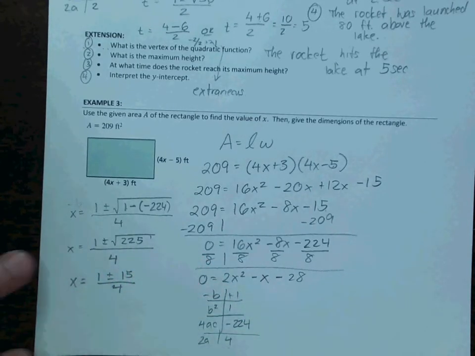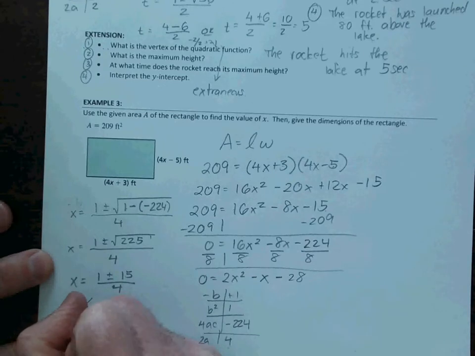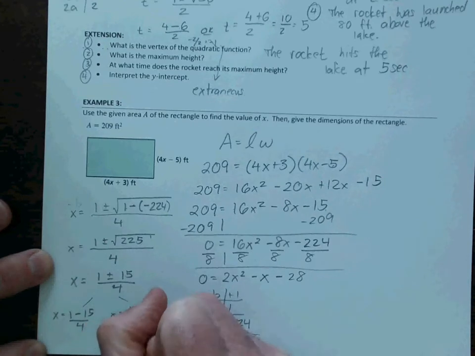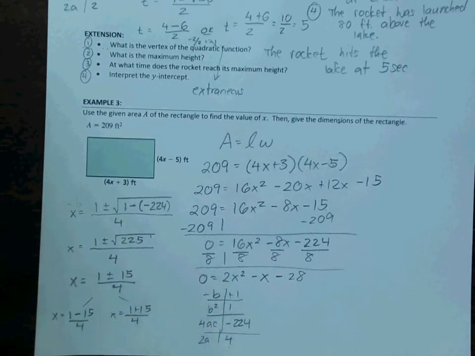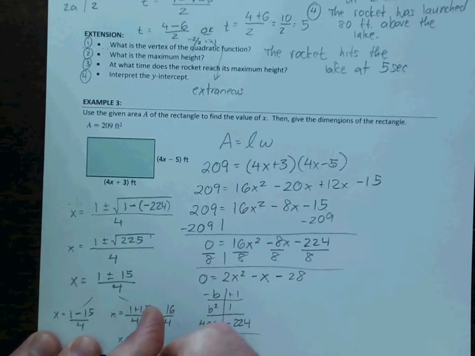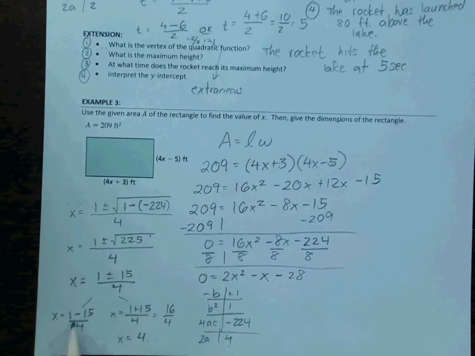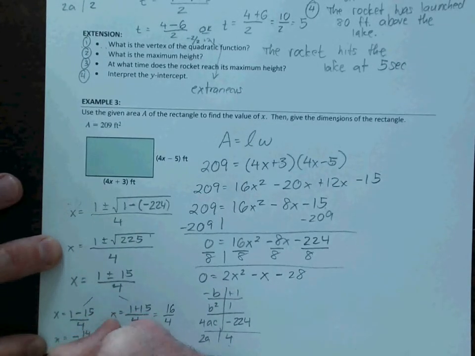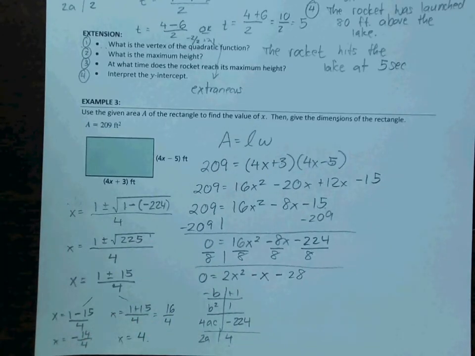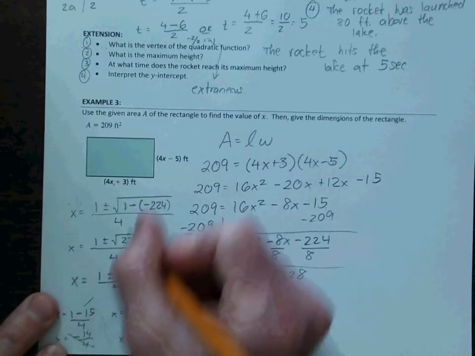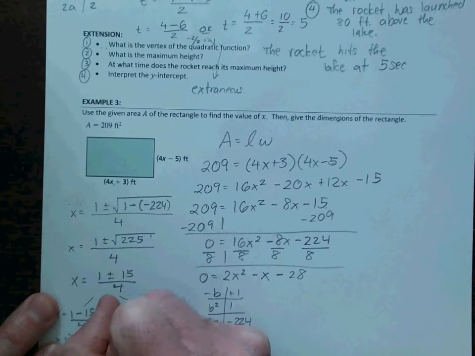So we're going to consider two cases. x is equal to 1 minus 15 all over 4, or x is equal to 1 plus 15 all over 4. This is equal to 16 over 4, which gives me x is equal to 4. Now, 1 minus 15 over 4 gives us x is equal to negative 14 over 4. And I don't even care anymore because this has a geometric interpretation. You're not going to have a negative side length, so this is extraneous.